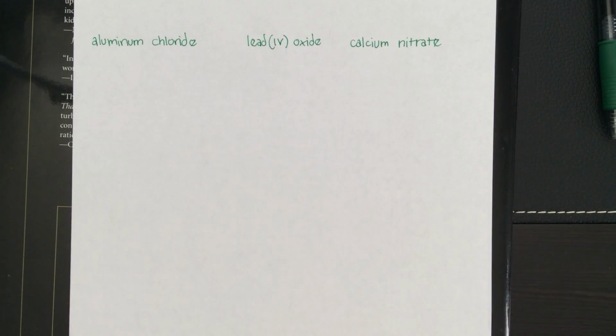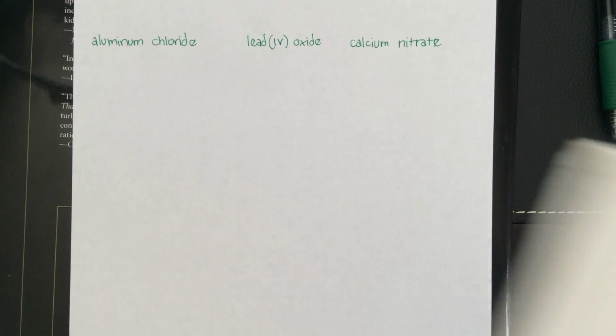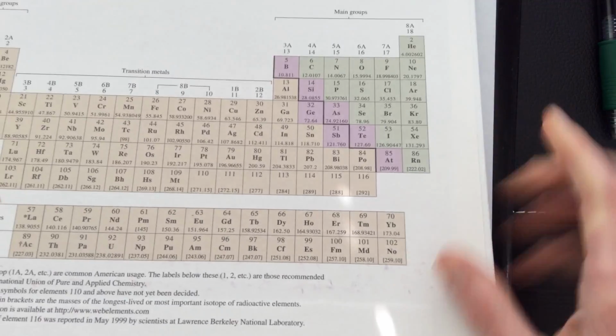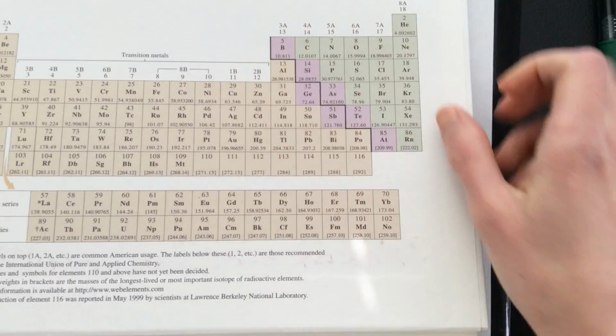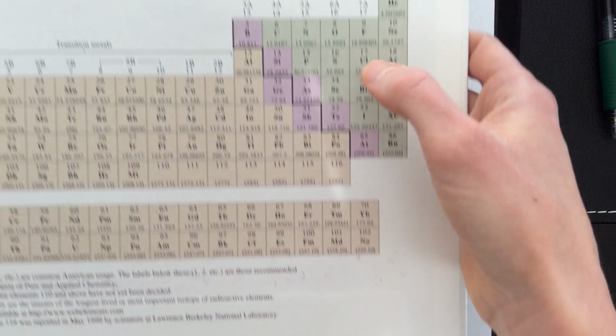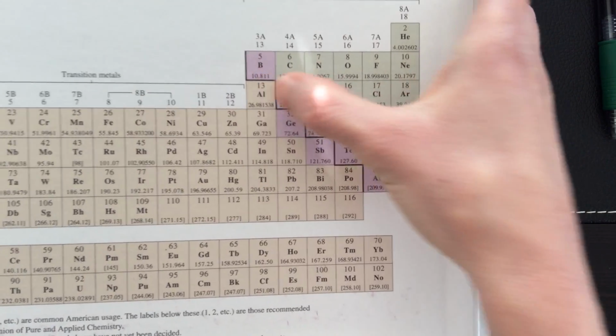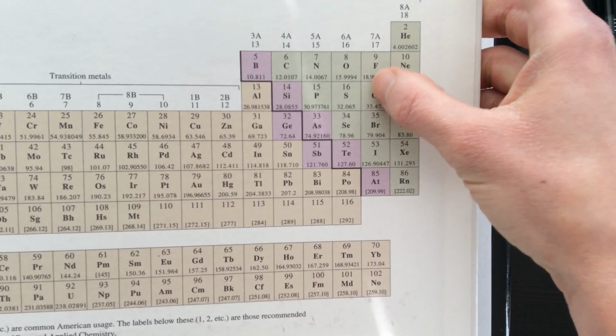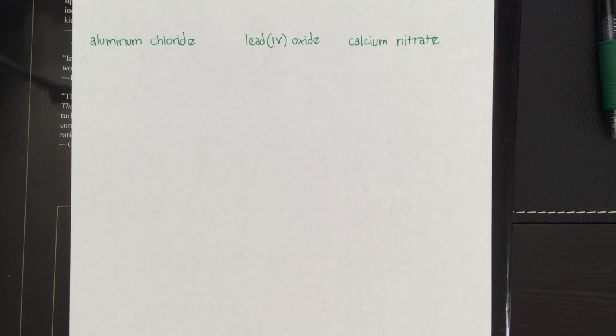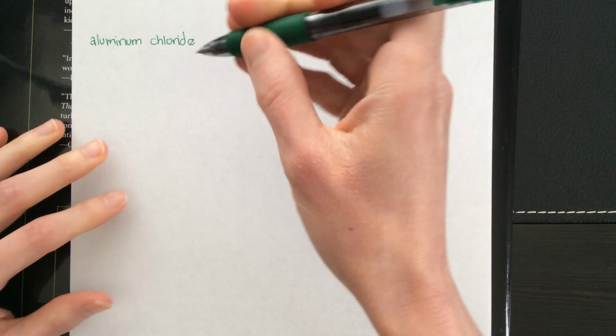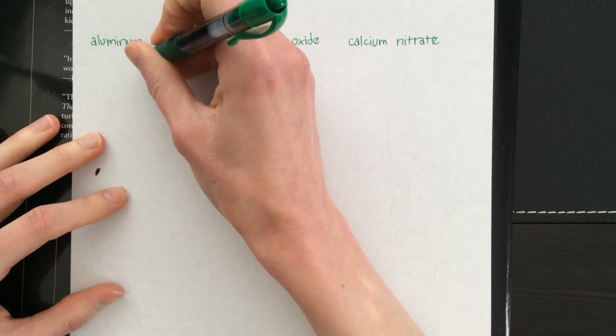Now, let's start with aluminum chloride. So we have to find aluminum, and it's going to be a +3. Chloride is right there, it's a -1. So we make our chart. Hopefully you guys remember we do these charts.